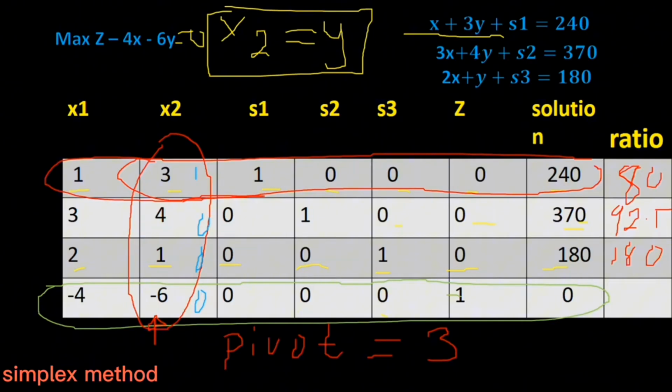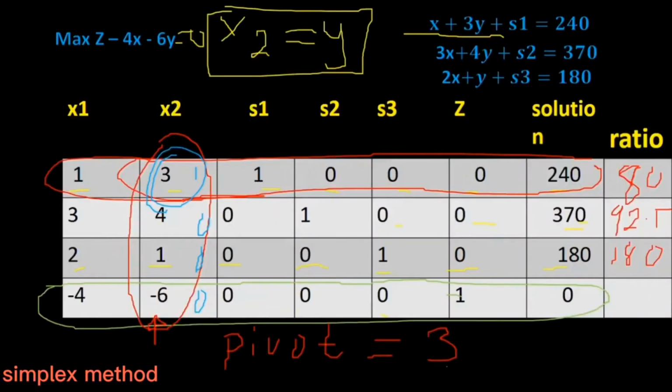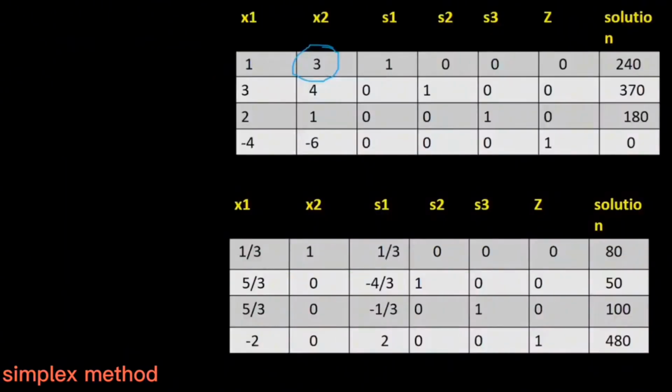And to have a 1 at this pivot point, you need to divide this row 1 by 3. Dividing 3 by 3, we are going to have 1. Let's solve it simply. We divide this by 3: 1 divided by 3, that is 1/3. 3 divided by 3, 1. We must do like that, dividing the pivot element by itself, that is 3. Having 1/3, 0, 0. The last one is 240 divided by 3, that is 80.